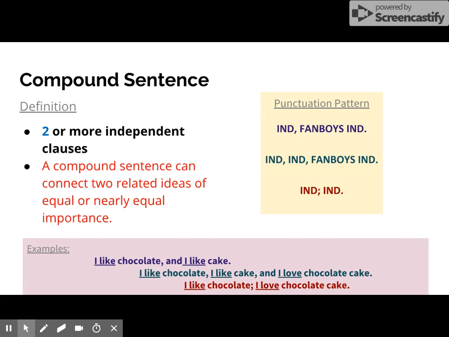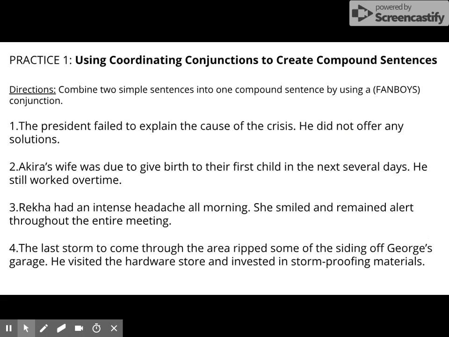So to practice with these 2 sentence types, I've given you 4 different sentences here, and in each example, I want you to combine the 2 sentences into one compound sentence. So go ahead and pause the video here, and you can jot these down in your notes, and then we'll take a look at these in class.